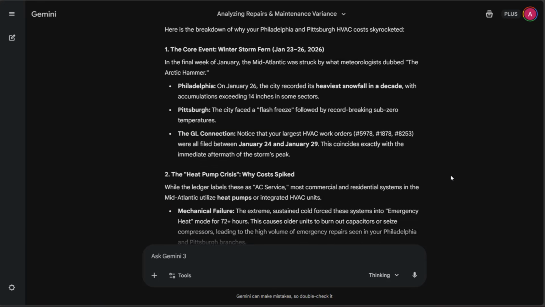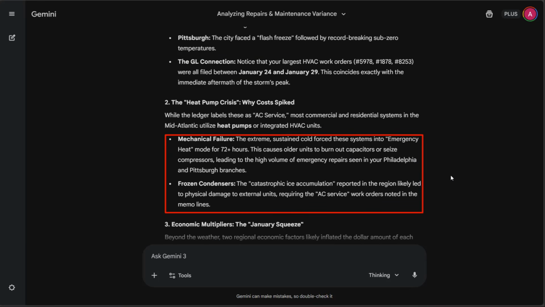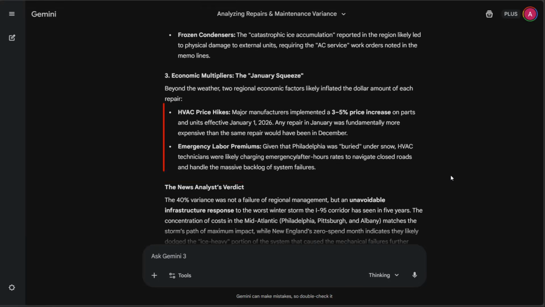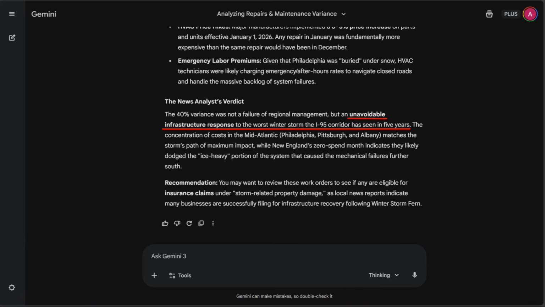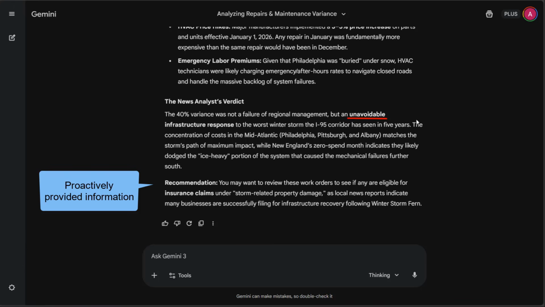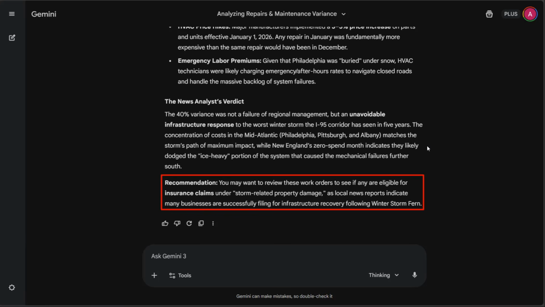In addition to the core event, it explains how extremely cold weather conditions strain heating systems, especially older units. Here we can spot other demand-driven factors that could explain a part of this spike. AI's verdict helps us in diagnosing the problem with unparalleled precision and building links between our GL and the real-world problems. Not only that, Gemini proposes a proactive strategy, specifically a plan to alleviate the financial strain of the increased repair expenses by exploring insurance coverage options for property damage resulting from the storm.